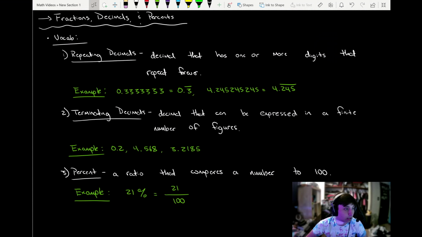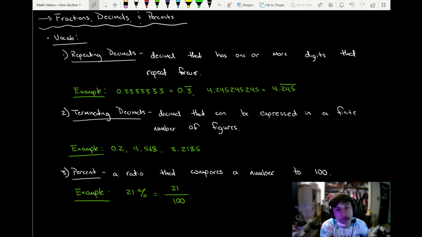Hey everyone, we're gonna do fractions, decimals, and percents today, and how to change and switch between the three of them. So here is some vocab that I want you to write down. We have repeating decimals, and those are decimals that have one or more digits that repeat forever. Like here, my first example is 0.3333333, and we write that as 0.3 with a bar over the digit that's repeating, right?